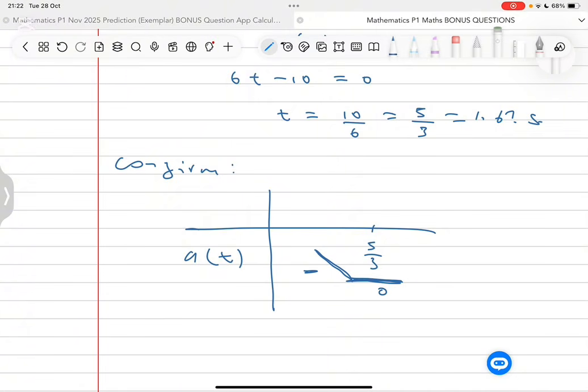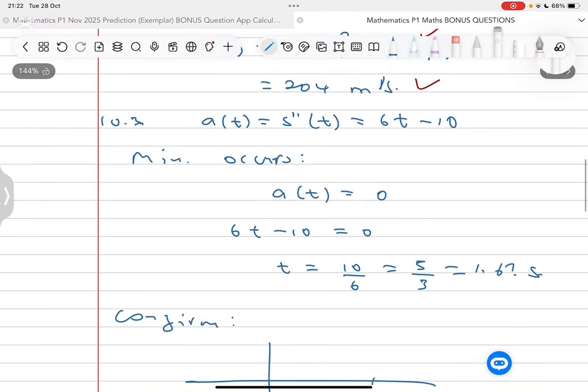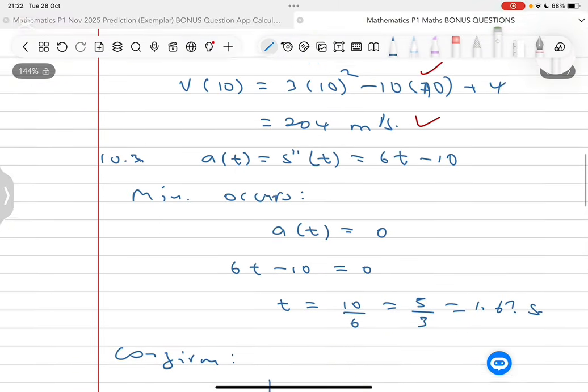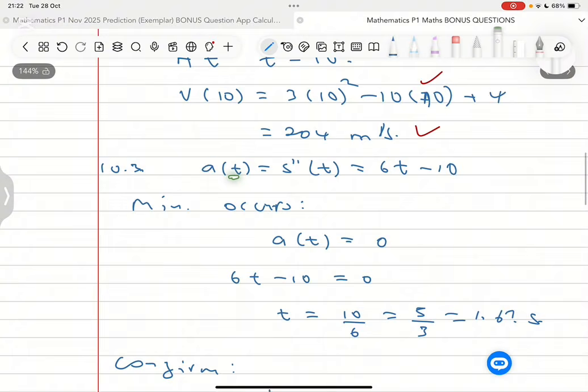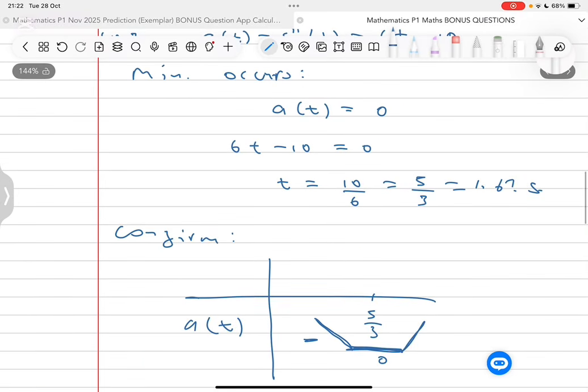Now if we take a number that is above 1.67, let's say 2 is above 1.67. So if again here I put the time to be 2, we say 2 times 6 times 2, I get 12. And 12 minus 10 is a positive 2, so we get a positive 2. So it means our tangent or our graph is actually increasing. It has a positive slope. The tangent will be sitting like this.